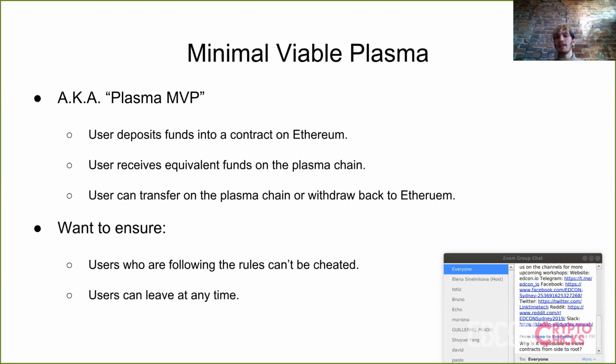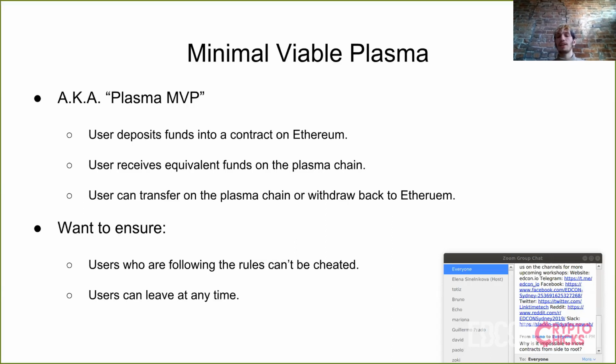But effectively, the way that this works is that users deposit funds into a smart contract that sits on Ethereum, and users receive equivalent funds on the Plasma chain. And they receive those funds in the form of an unspent transaction output. So on the Plasma chain, literally, a block is created where there's a transaction that has one input, and it comes from nowhere. It just creates money out of thin air, and it creates funds for that user depending on how much money they deposited into the smart contract.